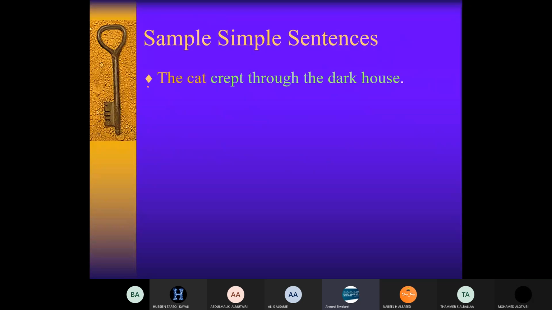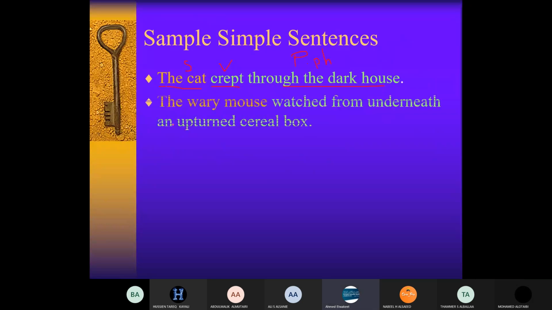Some samples of simple sentences. The cat crept through the dark house. So the cat, of course, here is the subject. Crept is the verb. Through the dark house is a prepositional phrase. The worried mouse watched from underneath an overturned cereal box. So, where is the subject in this sentence?